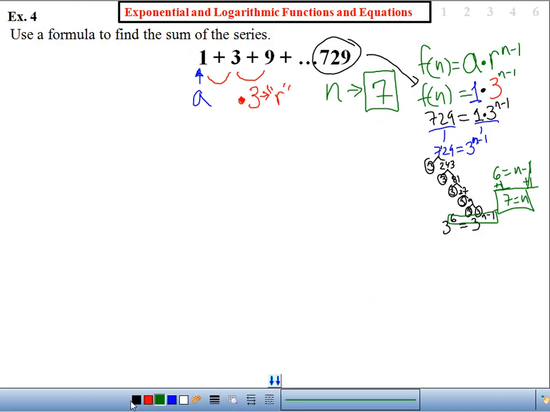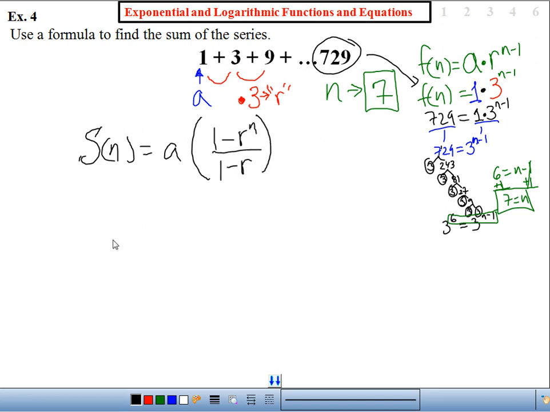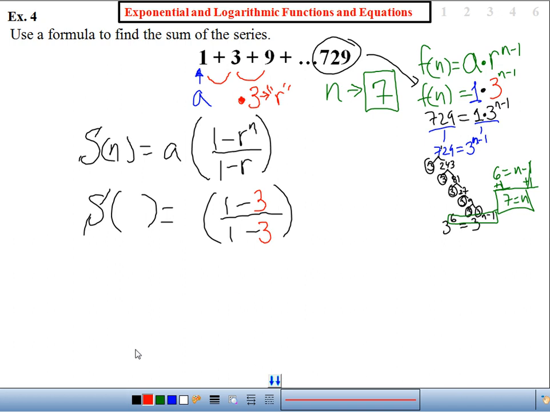All right, and the rest we already know what to do. We write our formula. S of n equals a times 1 minus r to the n over 1 minus r, close parentheses, substitute values. All right, so then we said it's the 7. Well, let me start with the r. R is 3, and a is what? 1. And then the n, we said it was 7th power. All right, and then the rest we just simplify.